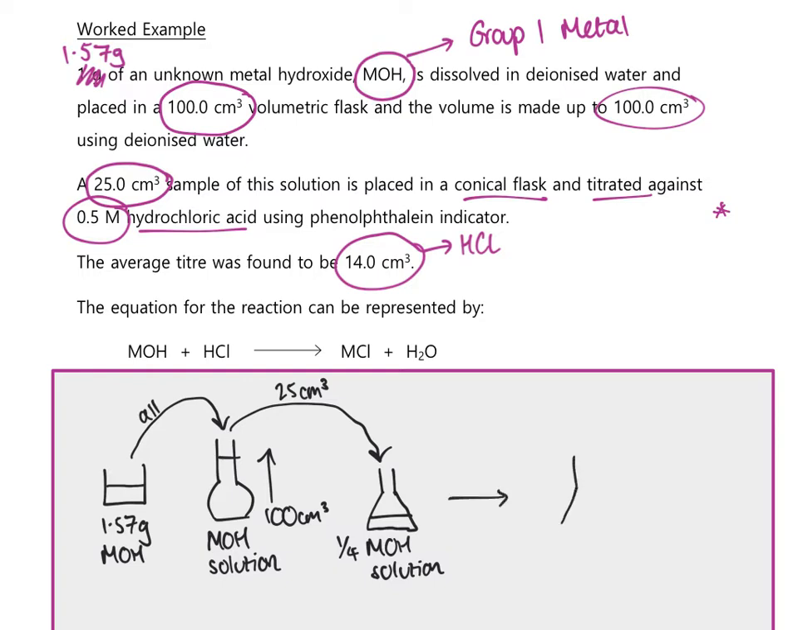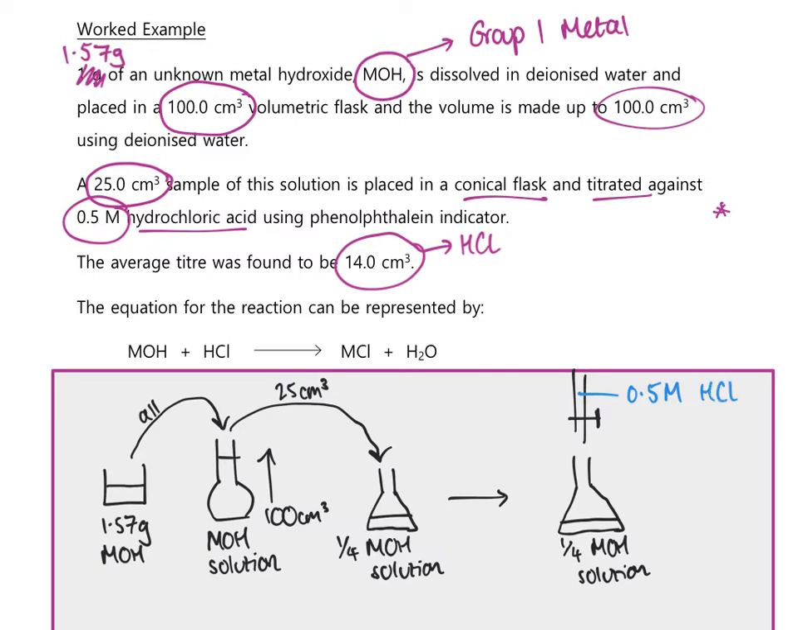And what we then want to do is take that solution in the conical flask, sorry for my terrible diagrams, and we want to titrate that against our standard hydrochloric acid. So again, in the conical flask we just have a quarter of our overall metal hydroxide solution, and in here we have 0.5 molar HCl.